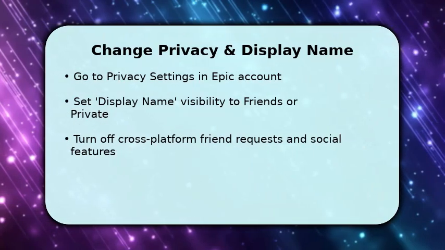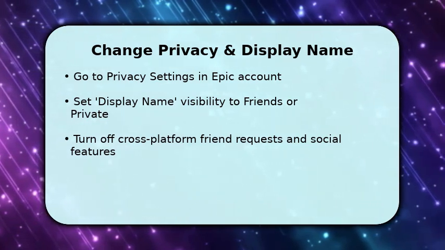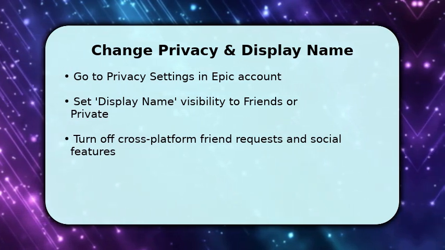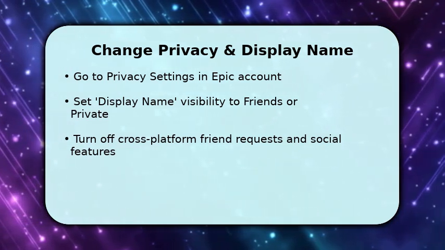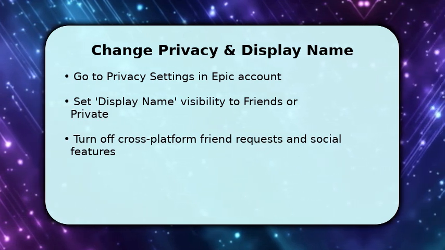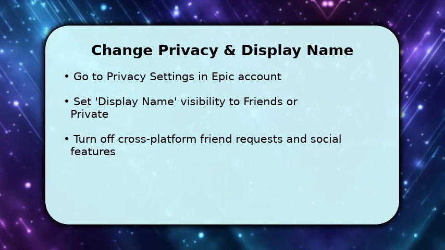Now focus on the privacy controls inside your Epic account from the browser or in-game link. You will change display name visibility. Choose Friends or Private to hide you from strangers. This limits how your name appears in lobbies. Then disable cross-platform friend requests and social features so other platforms cannot find you.